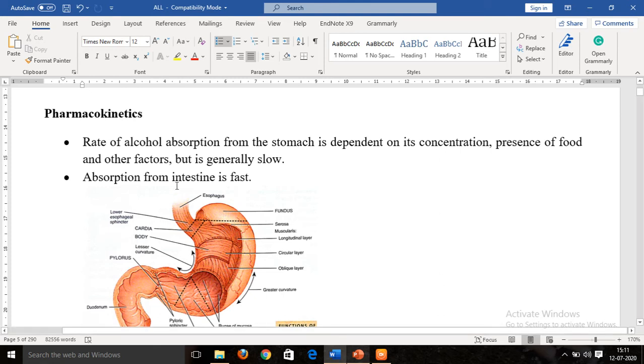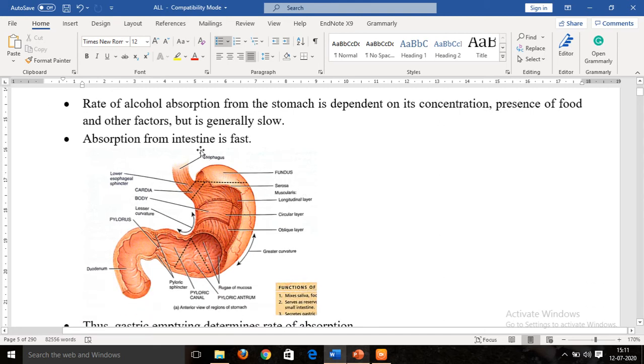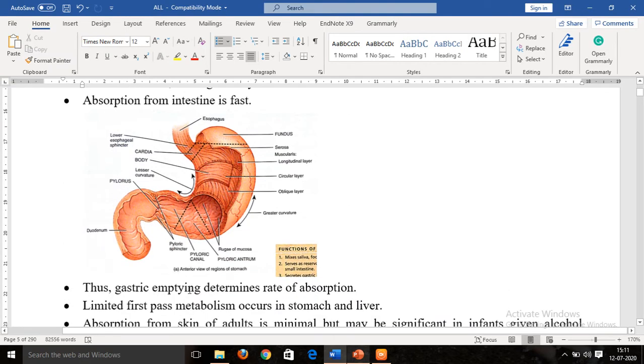Absorption from the intestine region, however, is faster. So basically alcohol is getting absorbed from the intestines. One more factor which will govern the absorption of ethanol is gastric emptying, that is, movement of the content of the stomach into the small intestine. Because absorption of alcohol from the intestines is better or faster compared to absorption from the stomach region, gastric emptying is the main factor governing the rate of absorption of alcohol, because that will determine after how long the alcohol will reach the intestines. So the faster the gastric emptying is, the faster will be the rate of absorption of alcohol.